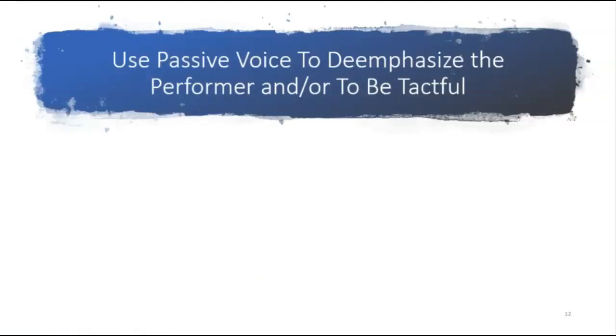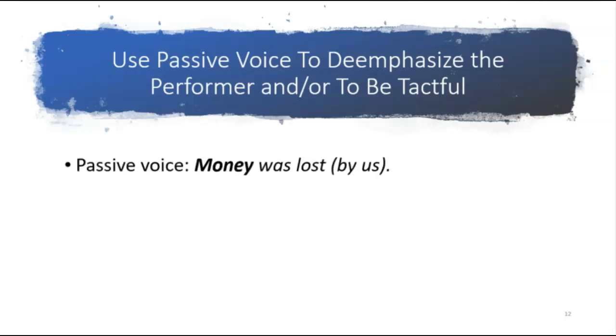There are situations, though, where you should use passive voice. This helps to de-emphasize the performer or to be tactful. In the case of the indirect approach letter, for example, it takes the blame off of the customer and puts it in a neutral tone. For example, money was lost. This doesn't say I lost the money or you lost the money. It was just lost by somebody, by us.